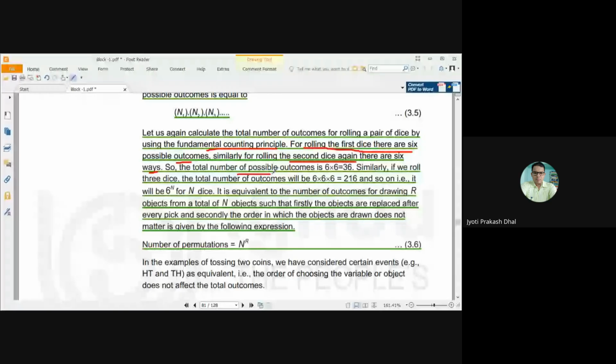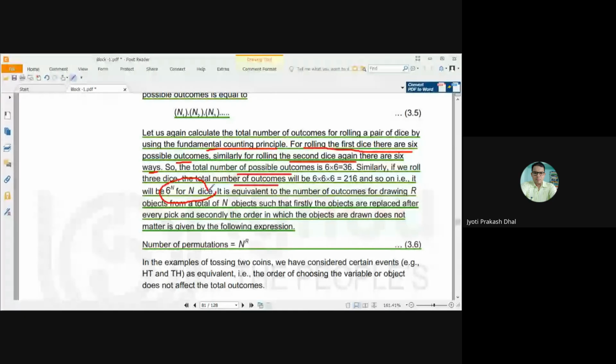For rolling the first dice, there are 6 possible outcomes. Similarly, for rolling the second dice, again 6 possible outcomes. Then the total number of possible outcomes will be 6 into 6. Similarly, if you roll 3 dice, then the total number of outcomes will be 6 to the power 3. And if you roll n dice, the total number of outcomes will be 6 to the power n.